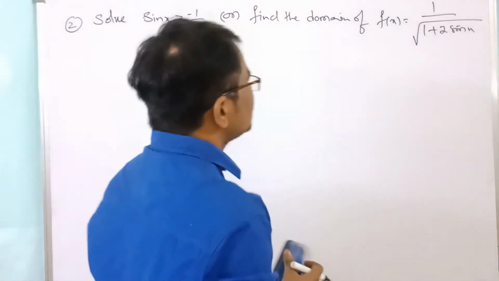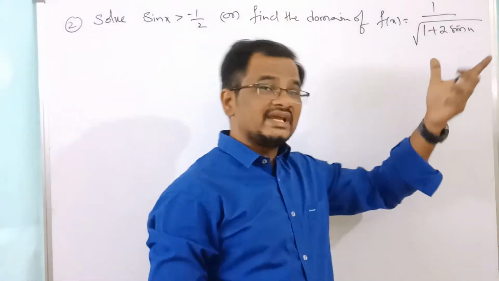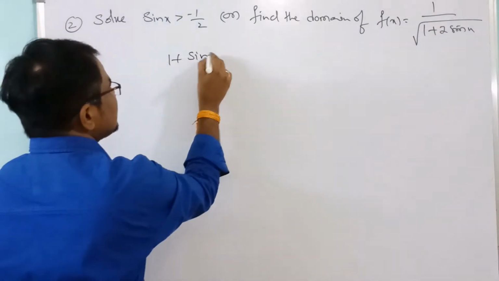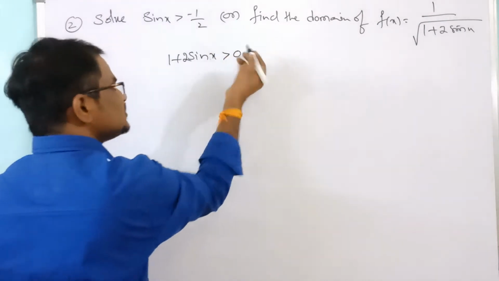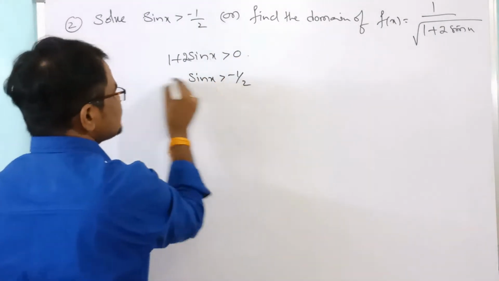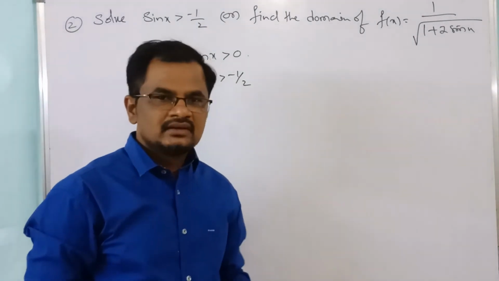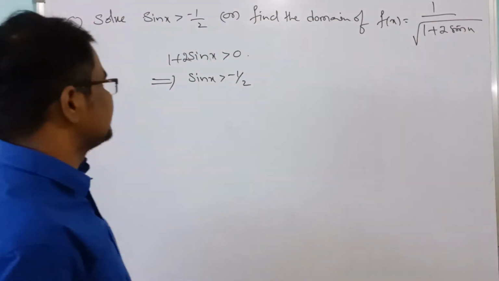We know that under root value is always greater than or equal to 0, but this under root is in the denominator. So that's why definitely 1 plus 2 sin x greater than 0 only, no? Now that implies sin x greater than minus 1 by 2. Means nothing but we have to solve this one only. So like this also they will ask, or like this also. Both are the same only, right?